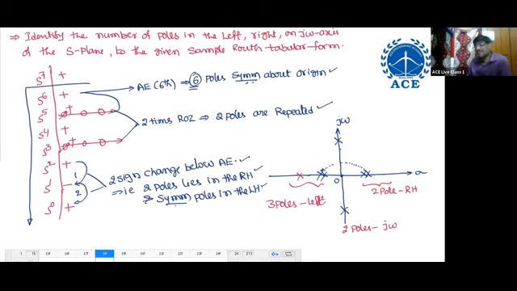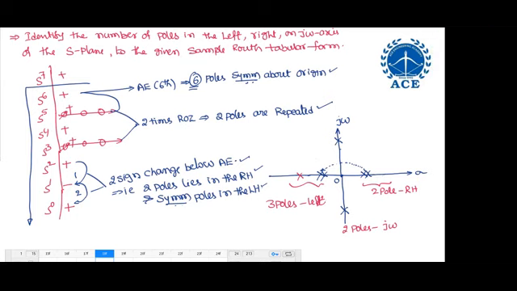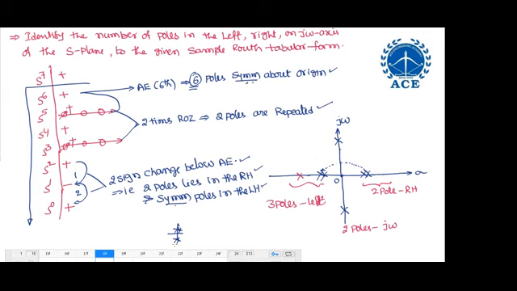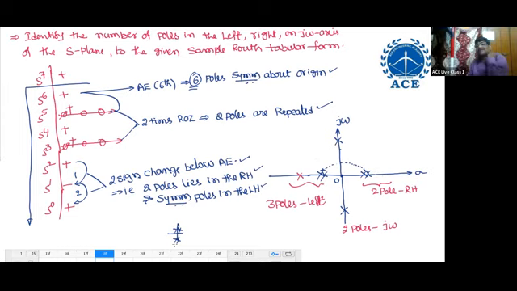Imaginary axis, if we want to repeat, we require 4 poles. How many are there on imaginary? Only 2 poles. If you want to repeat, how many poles required? 4 poles. Is there 4 poles on imaginary? No. Where are the 4 poles? On the real axis.